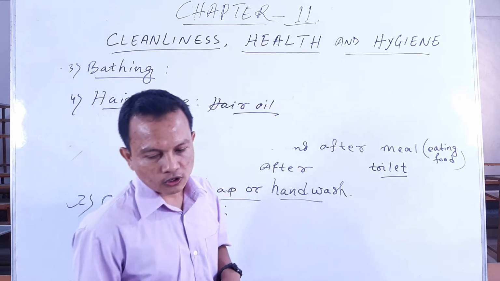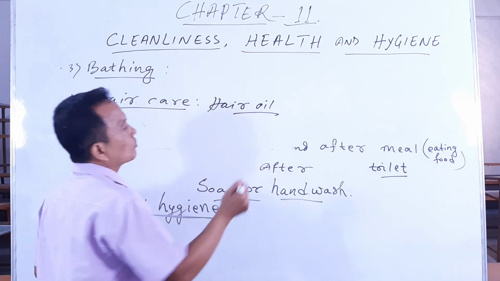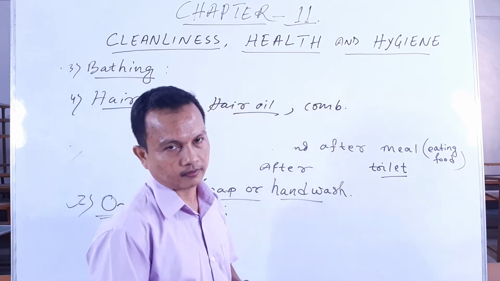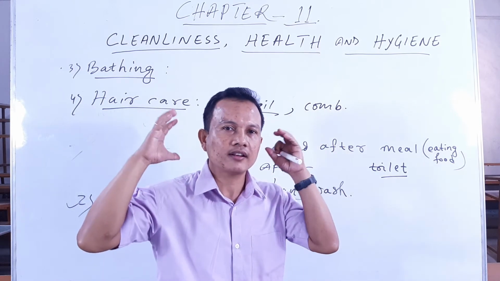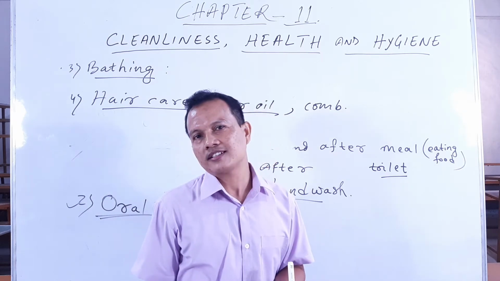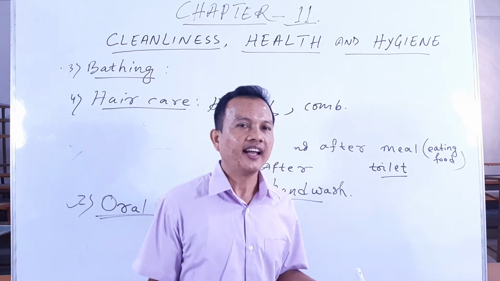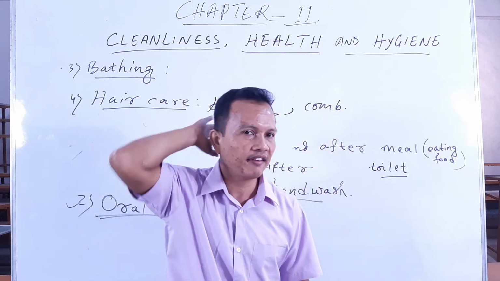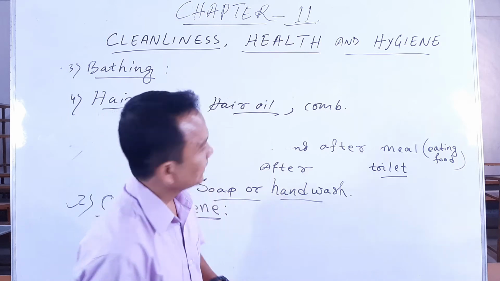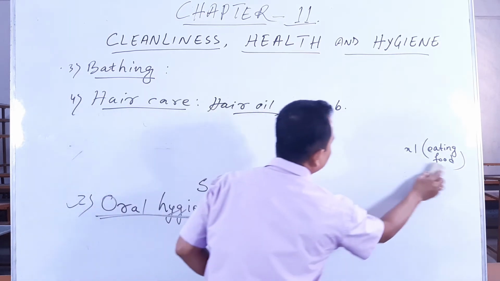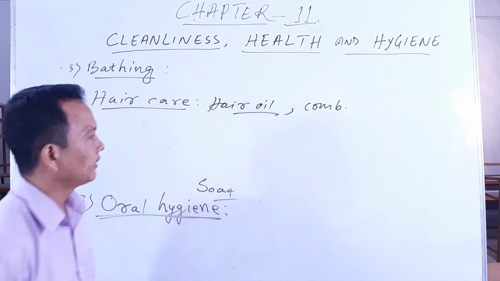Alright? So, apart from that, we should also comb our hair regularly. Combing hair is very important. Once in the morning and once in the evening, or at a regular interval, we can comb our hair, which keeps our hair neat and clean. Alright, now another point apart from this, personal cleanliness. It comes under personal cleanliness.